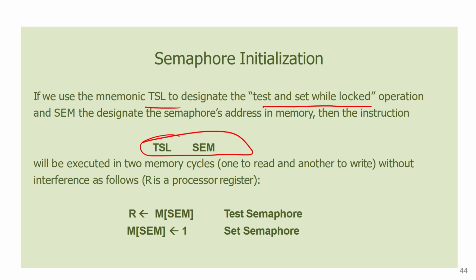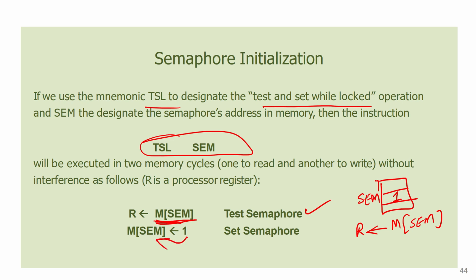During the test, the memory location will be tested. Let's say this is my memory location, and some value is written at this memory location, let's say it is 1. This will be sent to R. R is the processor register. Whatever was at this memory location will be sent to R, even if it was 0.